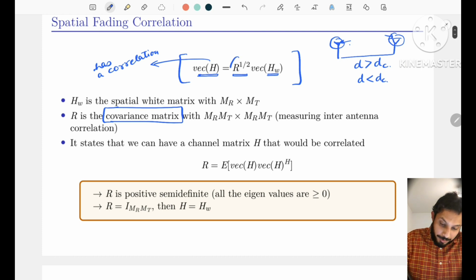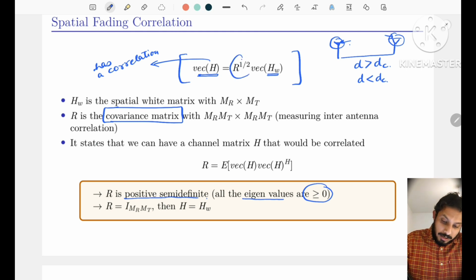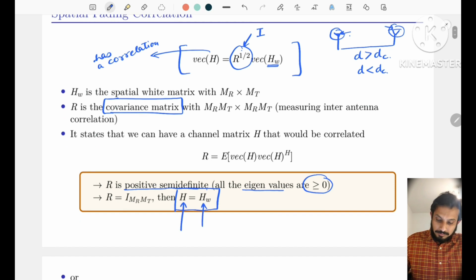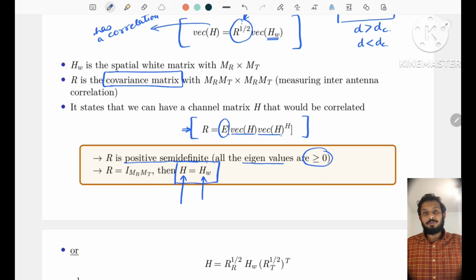Also, the properties of R are, first, that R is positive semi-definite. That means all the eigenvalues are greater than or equal to 0. And second, if R is equal to the identity, then in that case H will be equal to HW, as if there is no correlation. If we want to compute the covariance matrix, we can also compute it using this formula: taking the vectorization of H multiplied by the Hermitian of the vectorization of H and taking the expectation of it, we can get the covariance matrix.